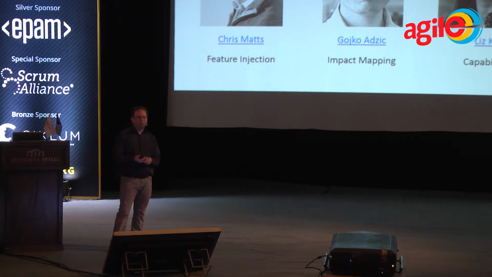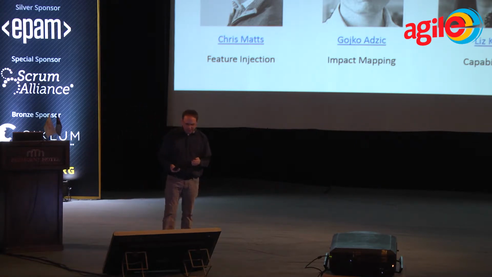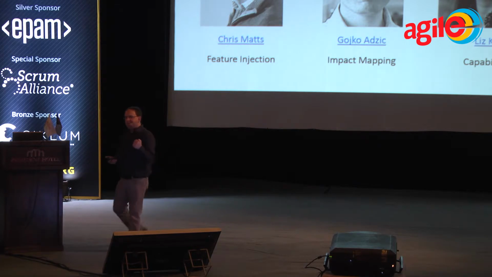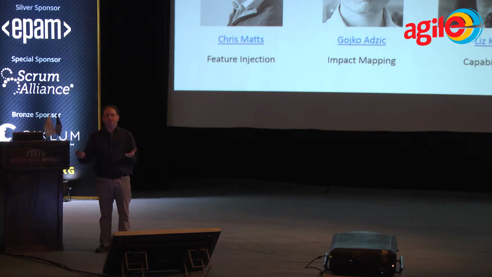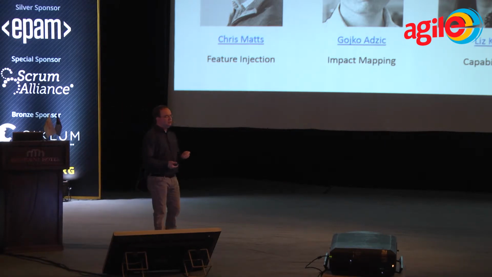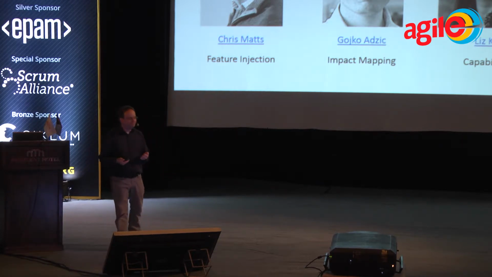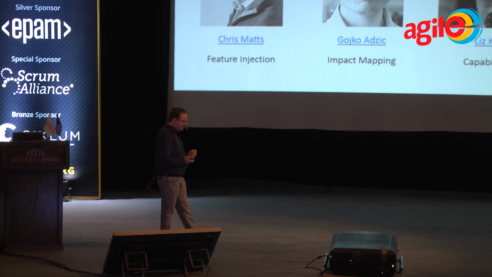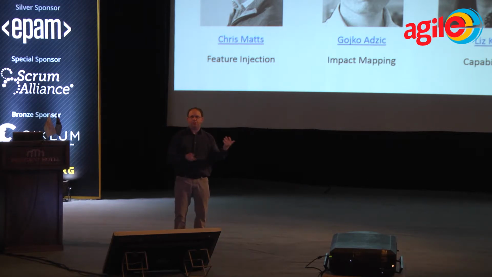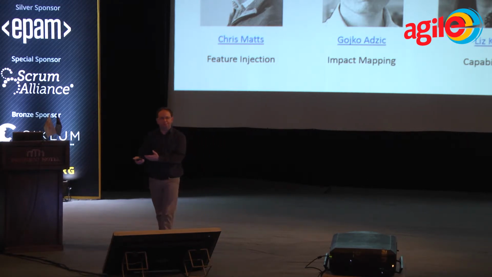So Chris Matts with feature injection, and Gojko Adzic with impact mapping, and Liz Keogh with capability red. They ask what kind of impact we want to achieve, what kind of outcome we want to achieve. Once we specify that and everyone agrees about it, everyone, not just the product manager, collaborating, then we can think about options for how to implement it.